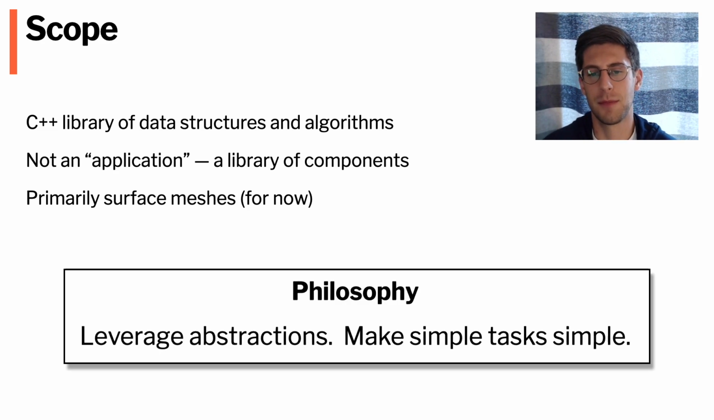So our goal with Geometry Central is to leverage abstractions to make simple tasks simple. This is in contrast to, for instance, being the lowest common denominator. That's not a goal of this library. The goal of this library is to have a really useful, powerful, and sort of feature-complete set of classes and abstractions that make it easy to implement whatever crazy idea you might have. And we think that in this way it's a nice complementary approach to the geometric computing ecosystem as it currently stands.